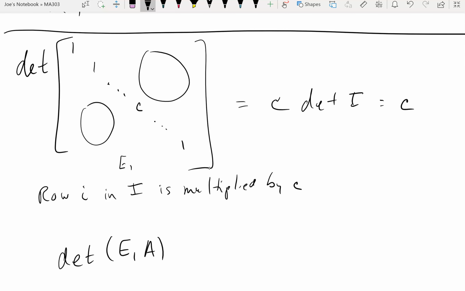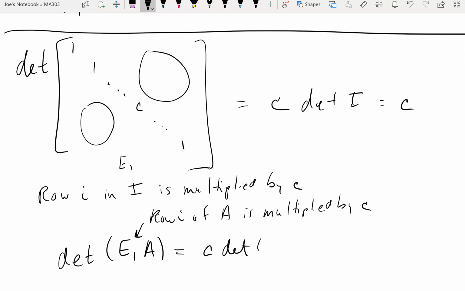What does that do to the determinant of A? It multiplies it by C, right? So the result is that row I of A is multiplied by C. So this must be C times the determinant of A.